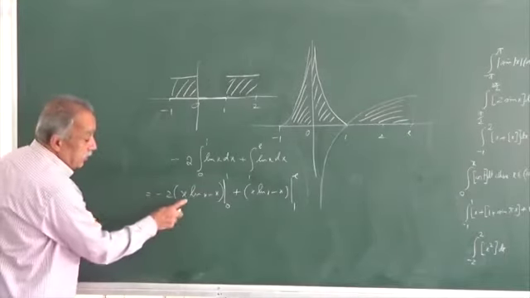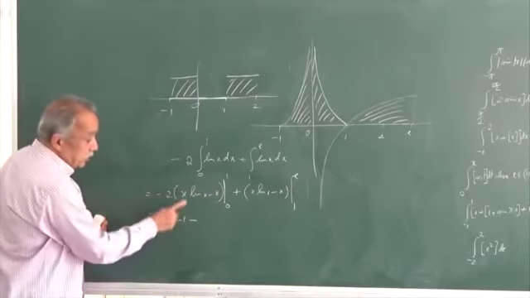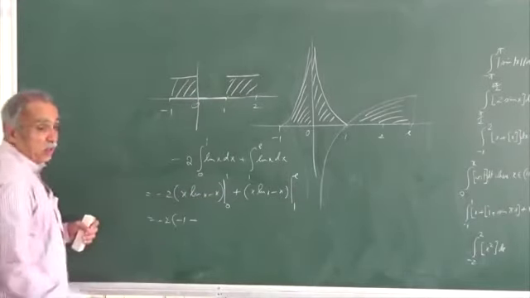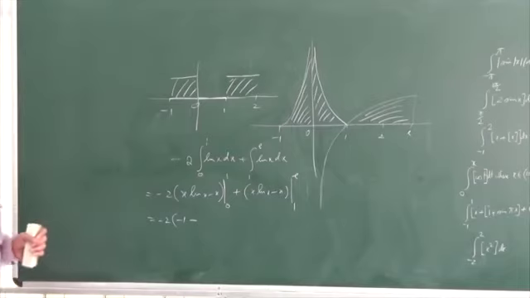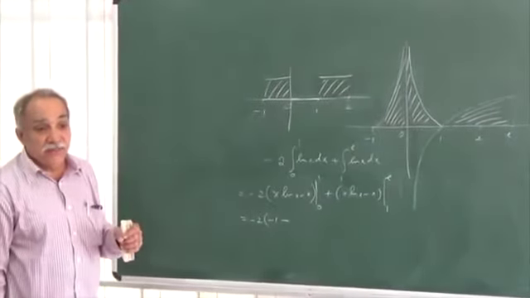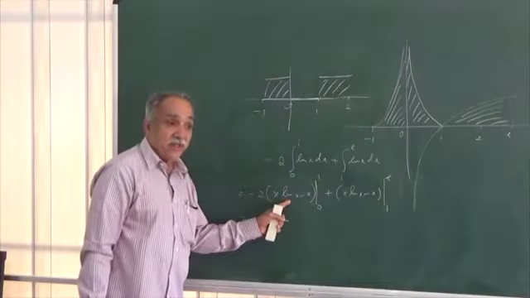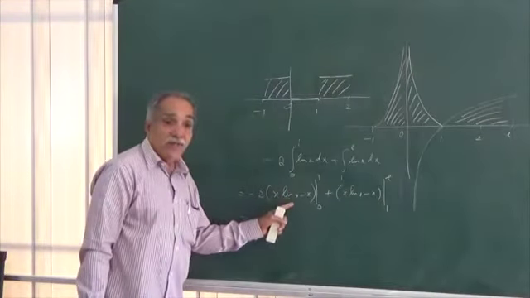At 1, 1 log 1 is 0, minus 1. At 0, 0 log 0 minus 0. What is 0 log 0? It is an indeterminate form, like 0 into minus infinity. At x equal to 0, x is 0, log x is minus infinity. So, it will not be a well defined expression.